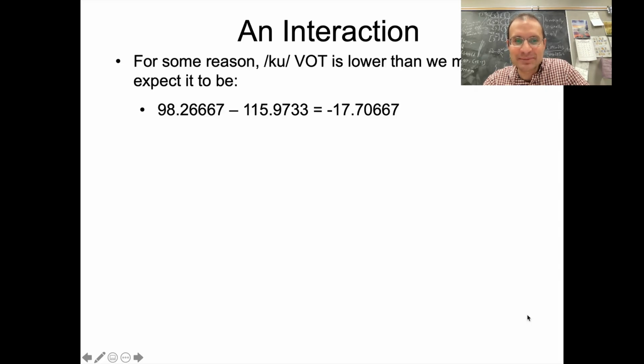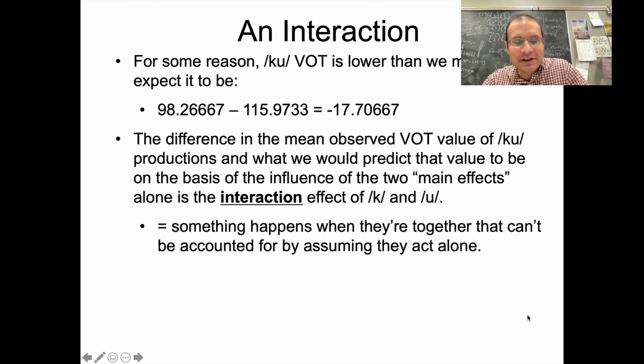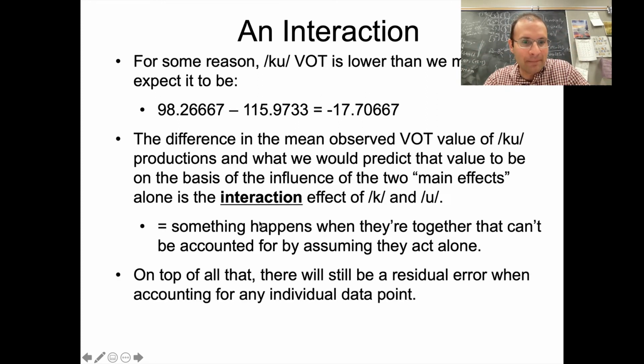So just to make this explicit, the difference between the mean observed VOT value of KOO productions and what we would predict that value to be on the basis of the influence of the 2 main effects alone is the interaction effect of K and OO. It's something that happens when they're together that you can't account for by assuming that they're acting alone. So yeah, whatever happens when they get together, it looks different, and so on. We have to add that interaction effect to our mathematical model.